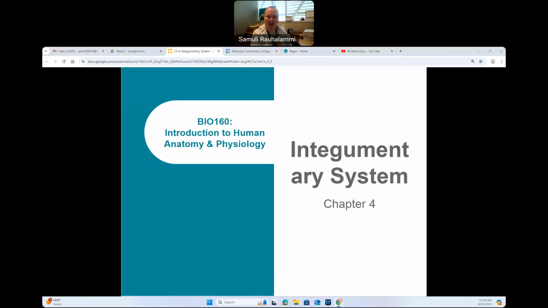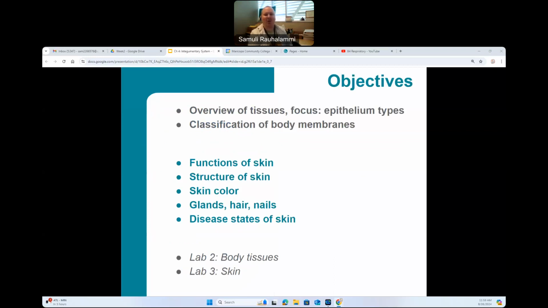So, like we've seen, this week we started by talking a little bit about tissue types, and we focused on the epithelial tissue, which will become particularly useful for us as we now move on to study skin, its functions, structures, color. We'll also talk about the associated structures, such as glands, hairs, nails, and we'll finish off by looking at some of the disease states of the skin.